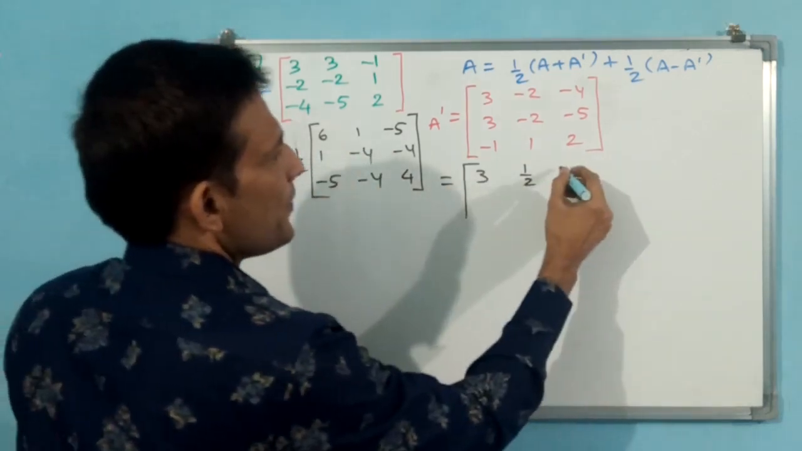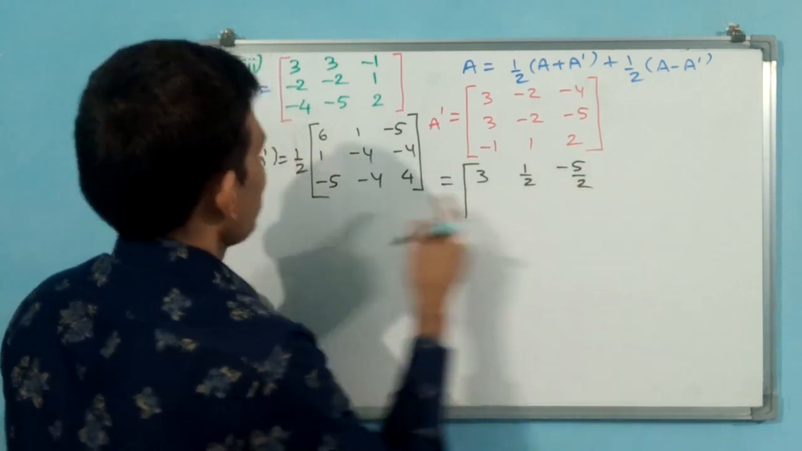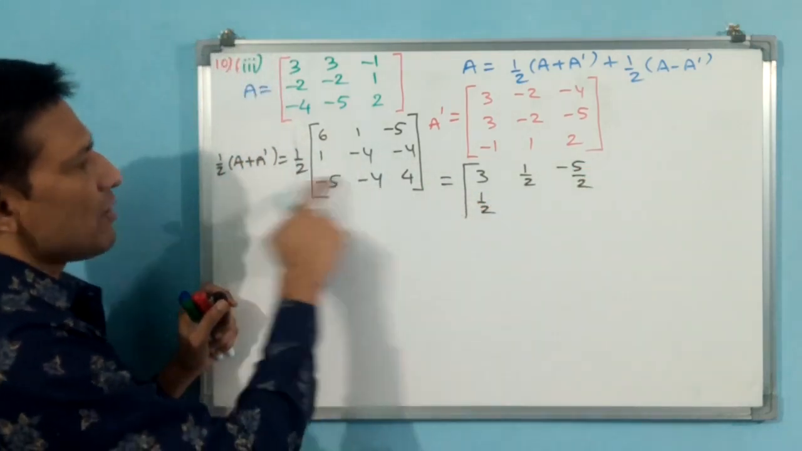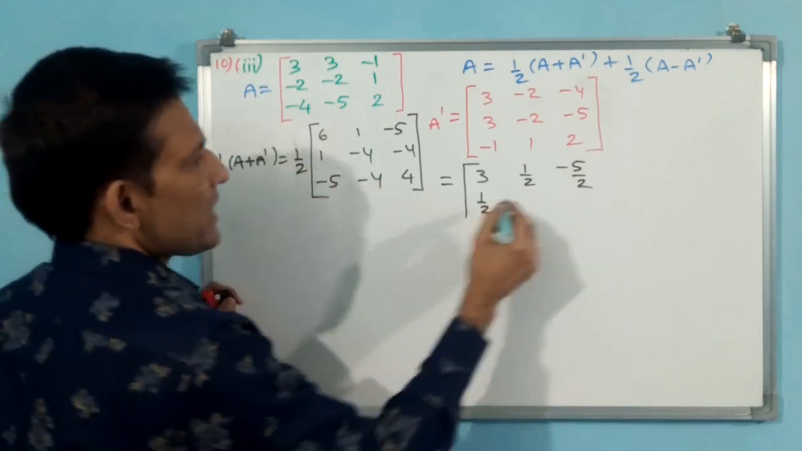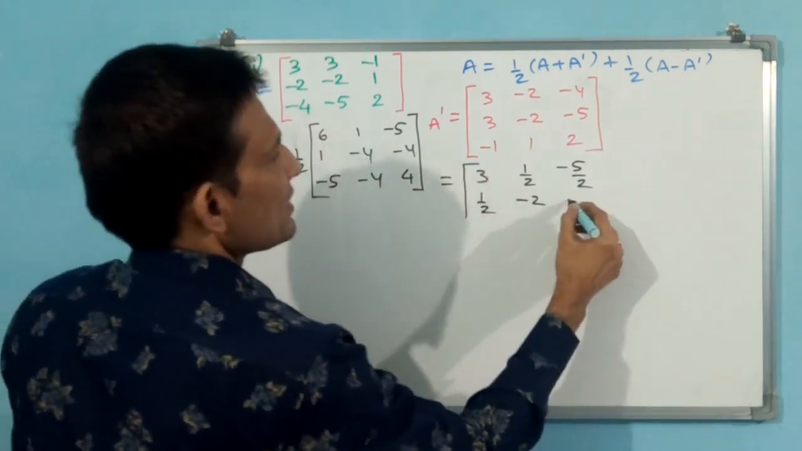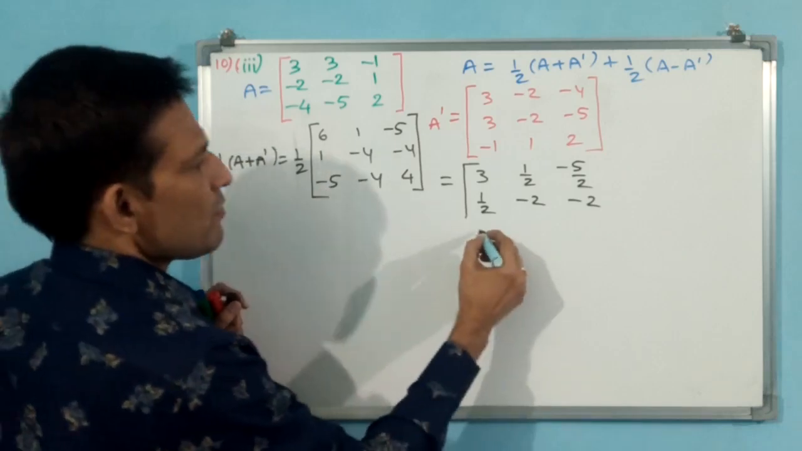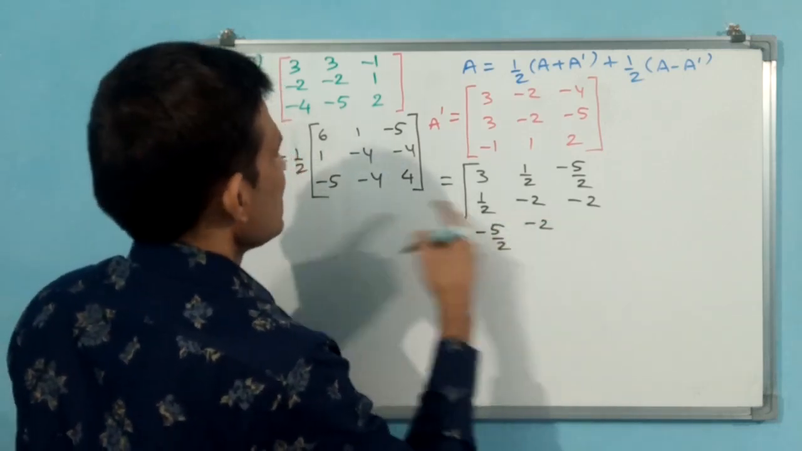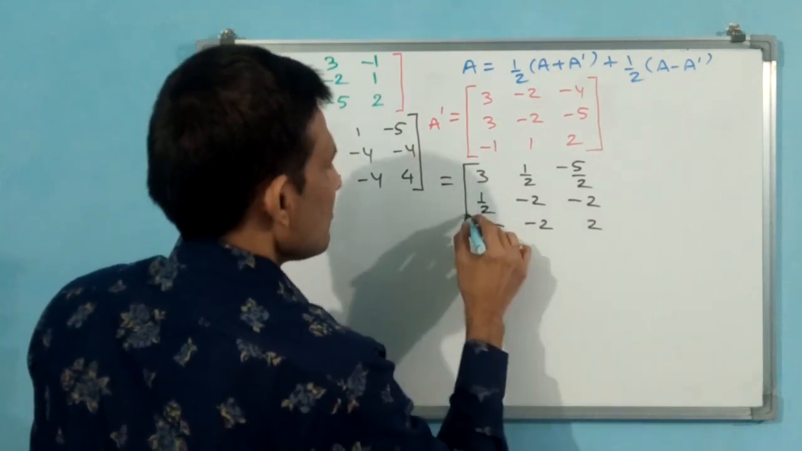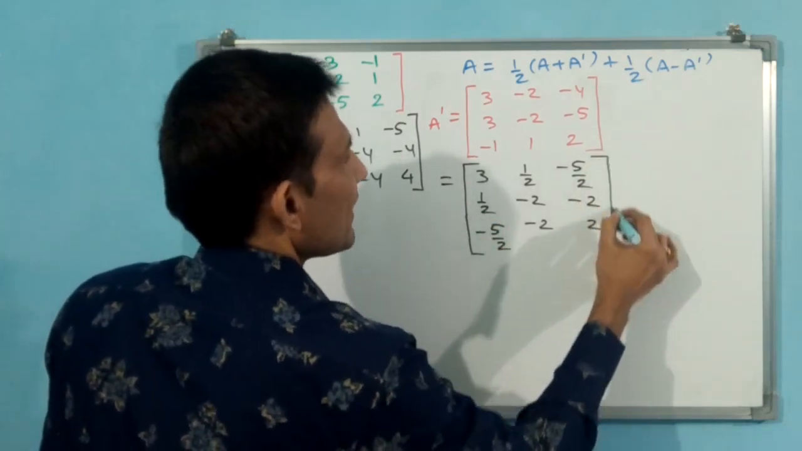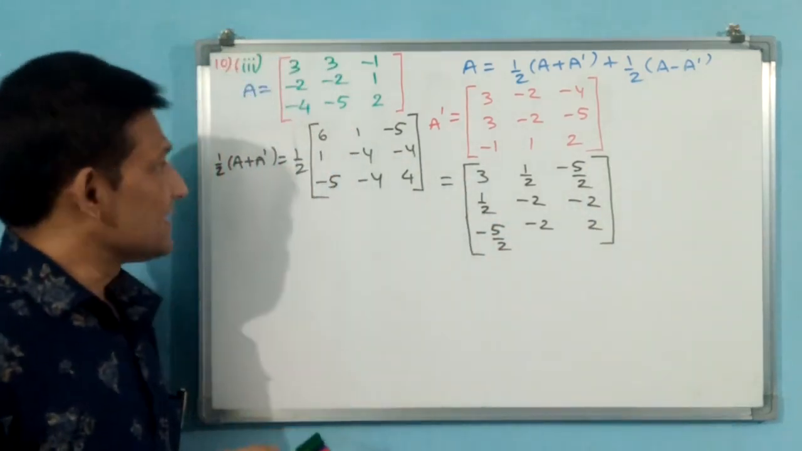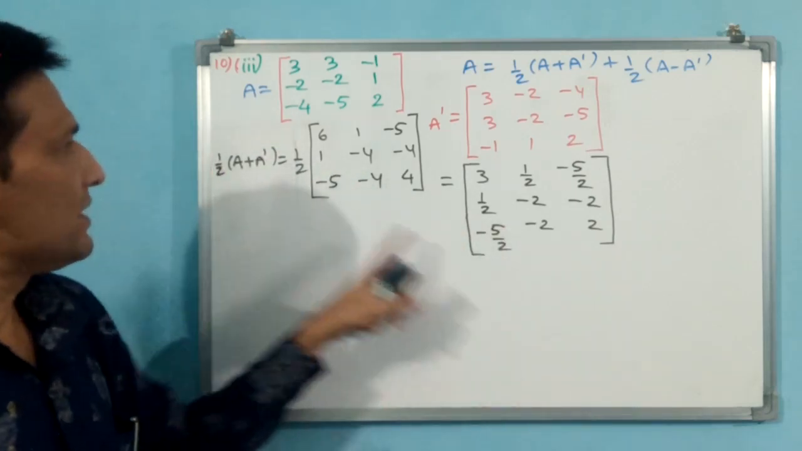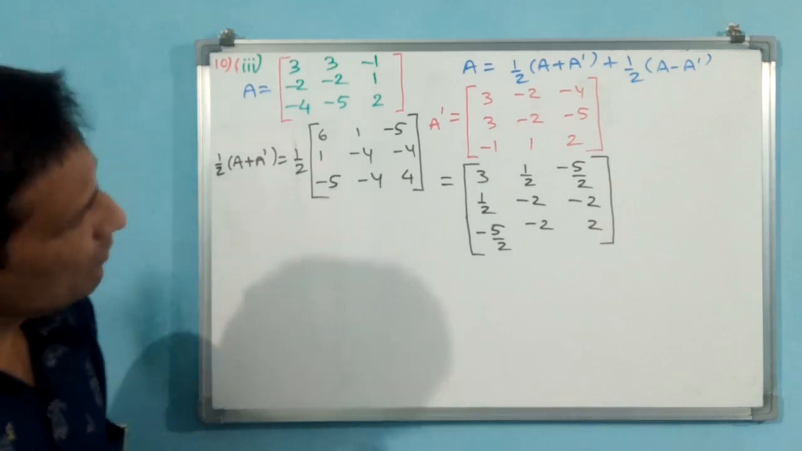Now send 1 by 2 inside. 1 by 2 is no longer outside, I have sent it inside. So we get 3, 1 by 2, minus 5 by 2; 1 by 2, minus 2, minus 2; minus 5 by 2, minus 2, 2. This is 1 by 2 (A plus A transpose).